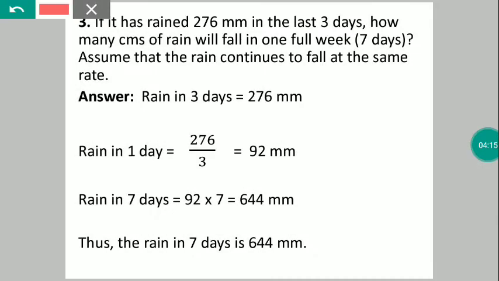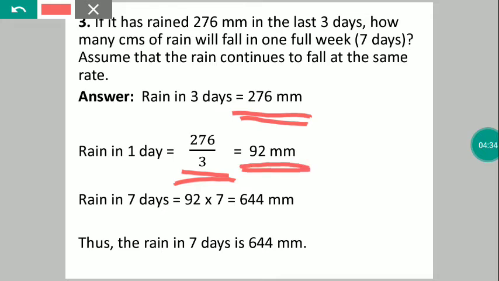Now, the rain in 3 days is 276 mm. Now, the rain in 1 day is nothing but 276 divided by 3, that is 92 mm. So the rain in 1 day is 92 mm.